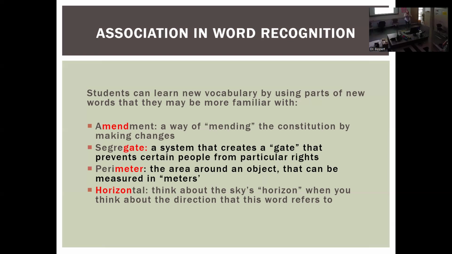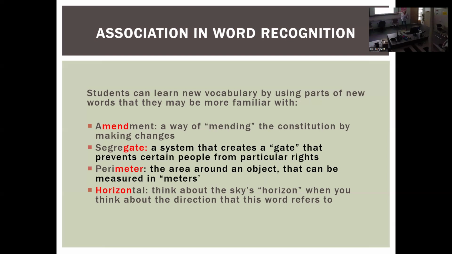This is another one of those strategies that work with certain words and not others. Students can learn new vocabulary by using parts of new words that they may be more familiar with, like the word amendment. Maybe I don't know what that word means, but I know what it means to mend something. So amendment is a way of mending the Constitution by making changes.